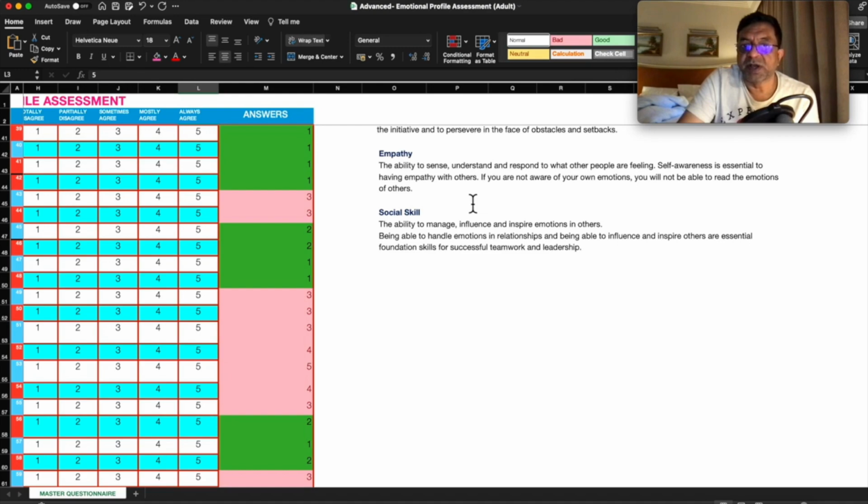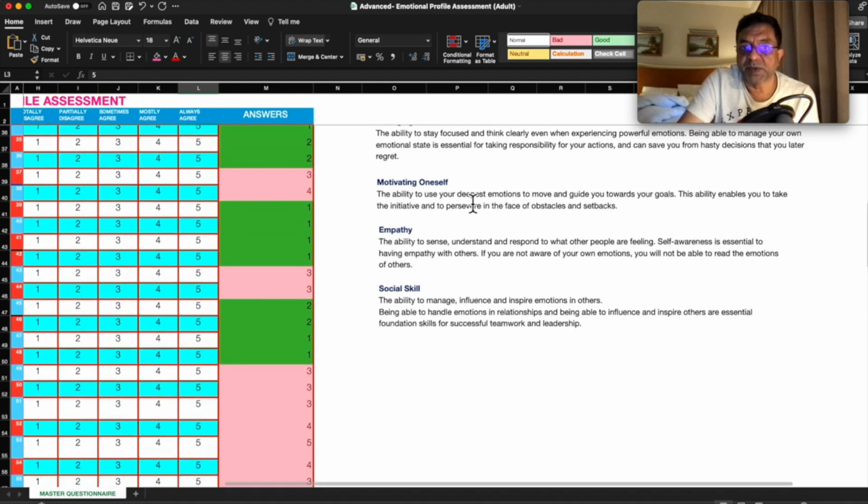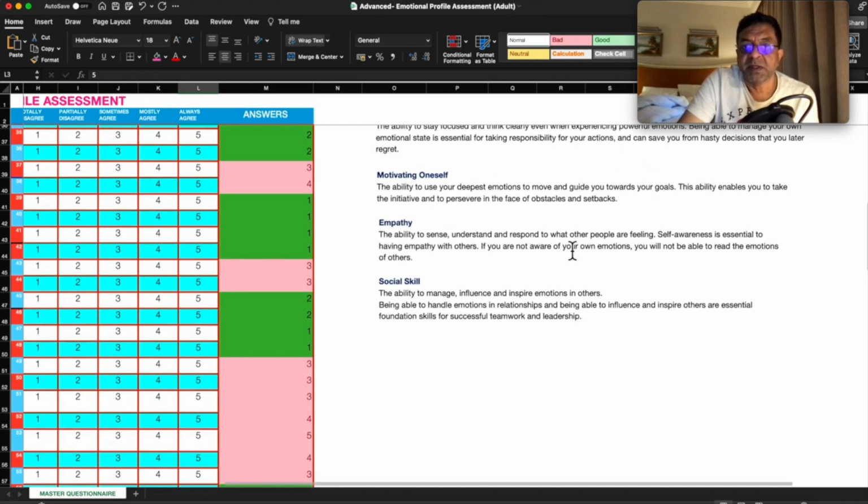Self-awareness is essential to having empathy with others. The first one, self-awareness, right, is essential. If you're not aware of yourself, how can you be aware of others? This is where we begin. The journey begins with us, actually even ends with us, but never mind. Self-awareness is essential to having empathy with others. If you're not aware of your own emotions, you'll not be able to read or connect with others.